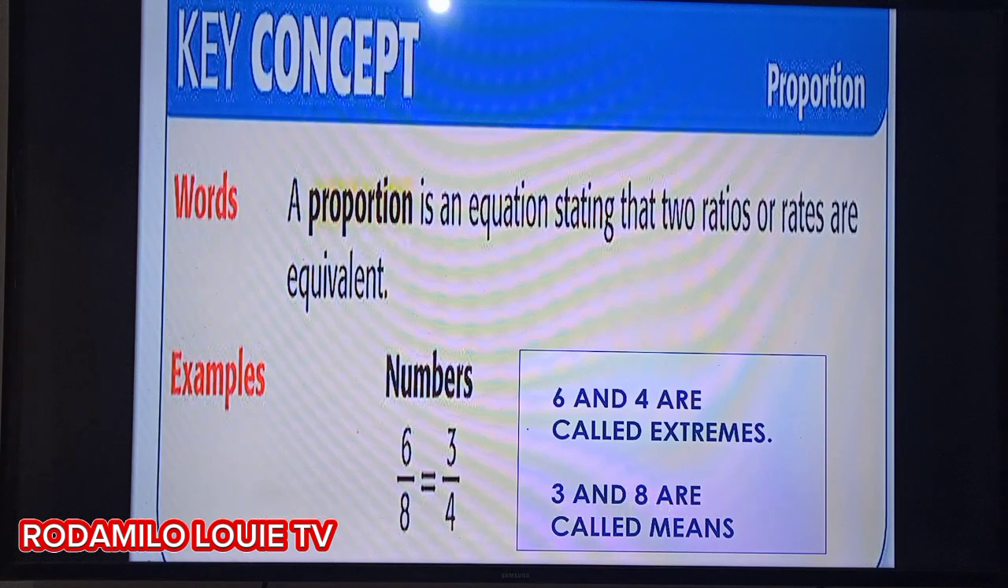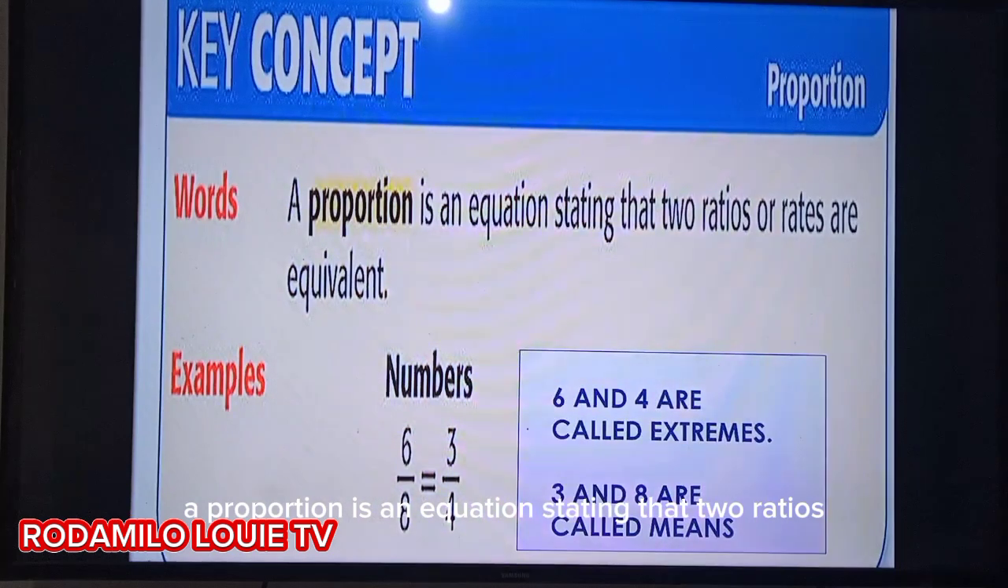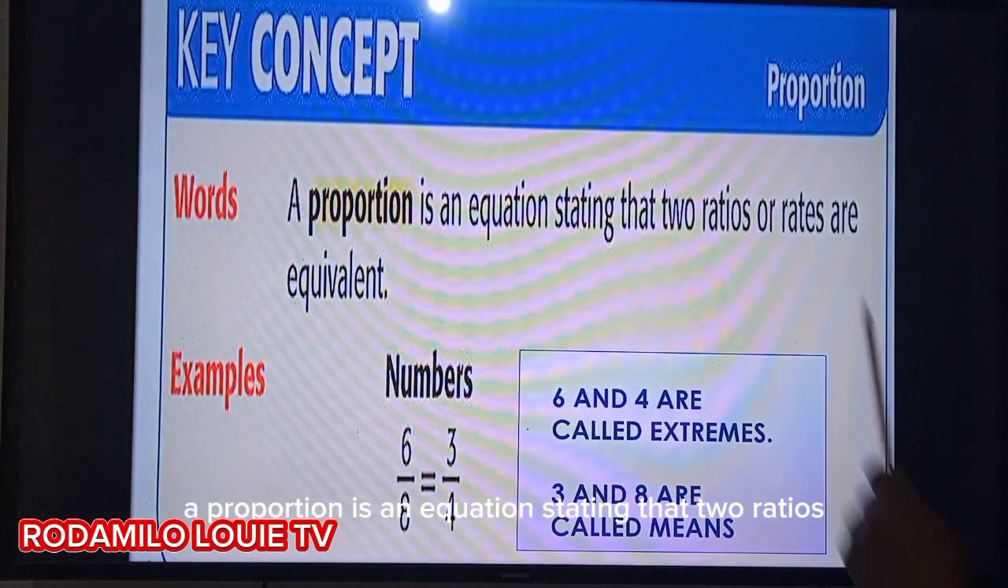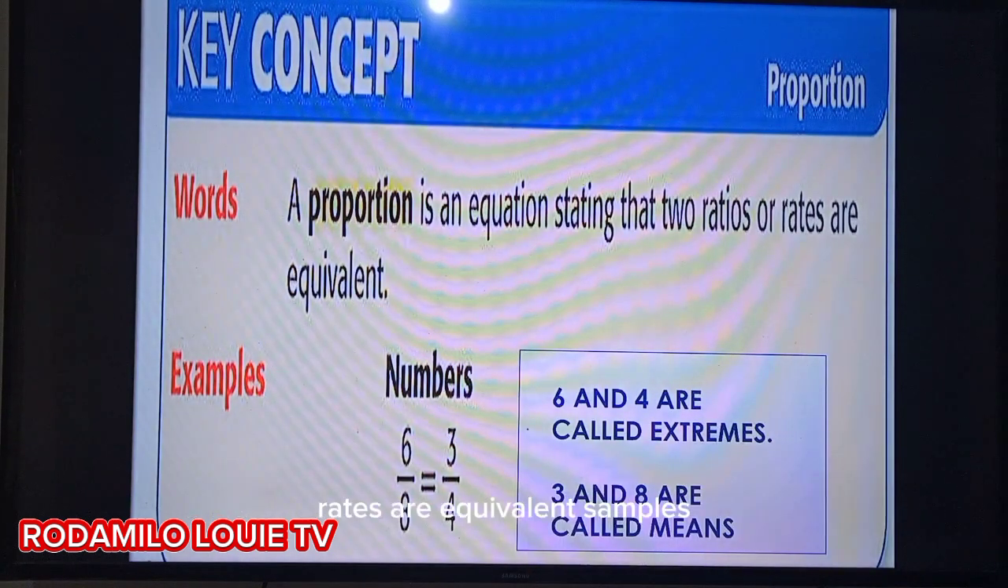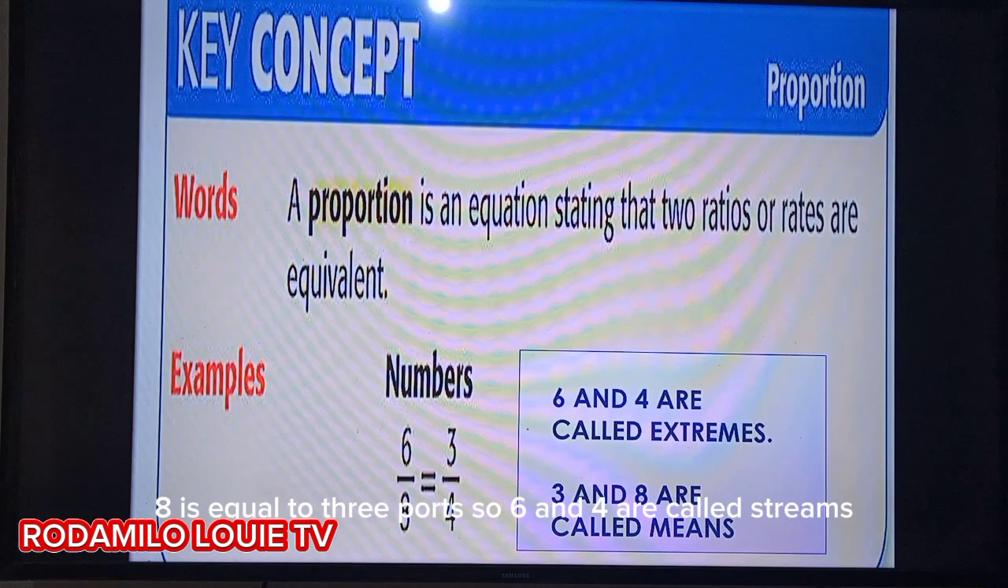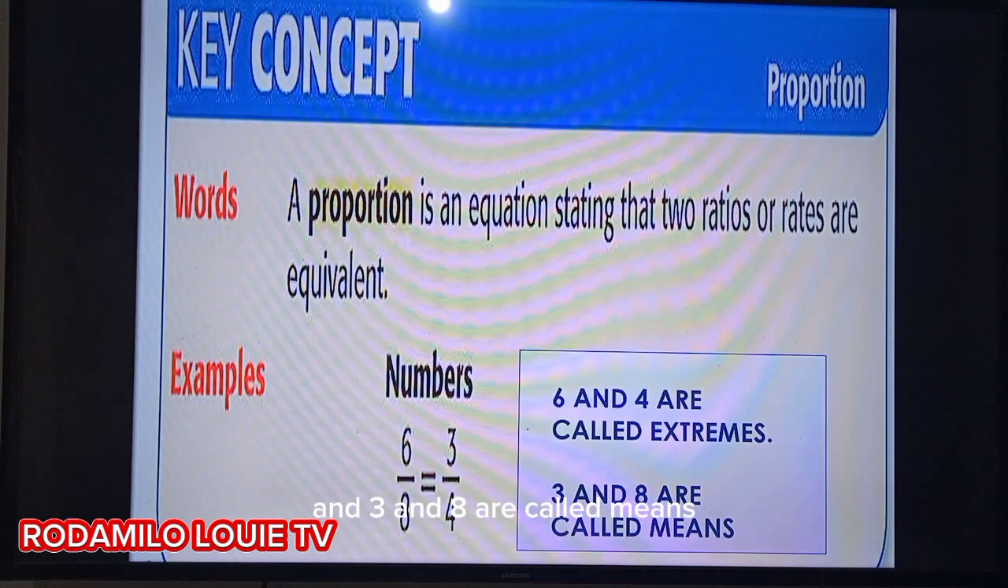A proportion is an equation stating that two ratios or rates are equivalent. Example: 3/8 is equal to 3/4. So 6 and 4 are called extremes, and 3 and 8 are called means.